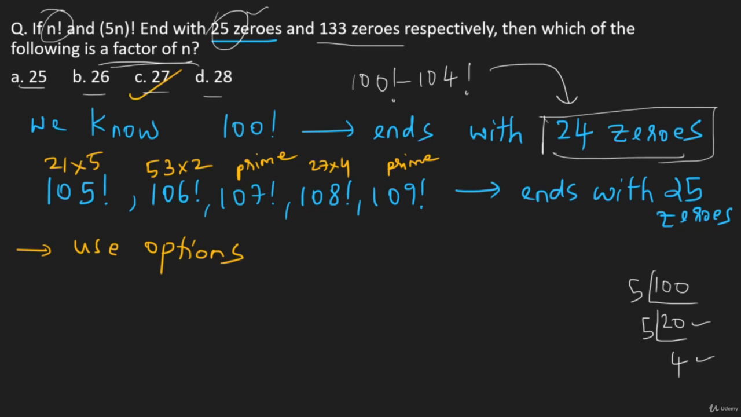You can see that over here you have 27. So your answer is 27 because 108 is 27 into 4, right? There is no other number over here that we can get from these factors. That is, none of these have 25 as a factor, none of these have 26 as a factor, and none of these have 28 as a factor. So the only correct answer can be 27.